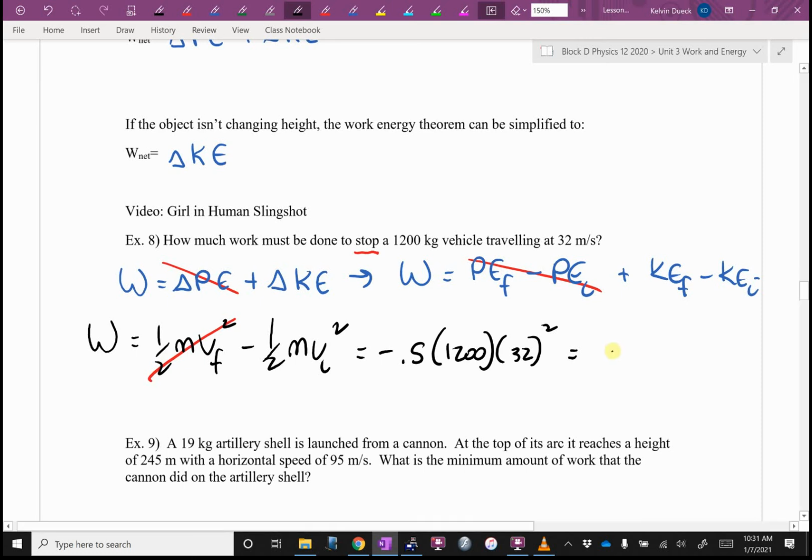You're going to get a negative answer. What's the negative telling you? If the car is traveling forwards, which way is friction acting to bring you to a stop? It's telling you the force and the distance are in opposite directions. It's also telling you the car needs to lose kinetic energy to come to a stop. You're going to get a big answer. Pretty sure. What'd you get?